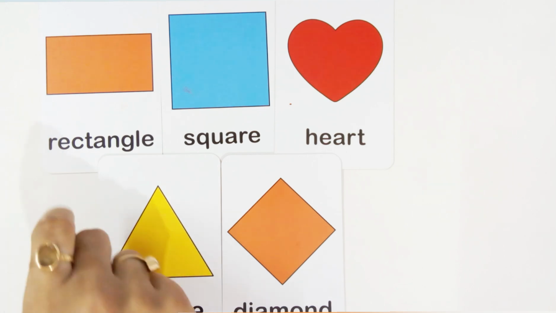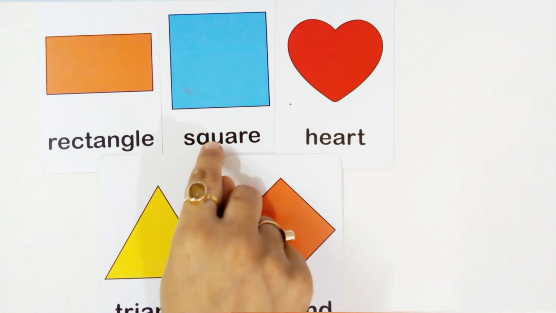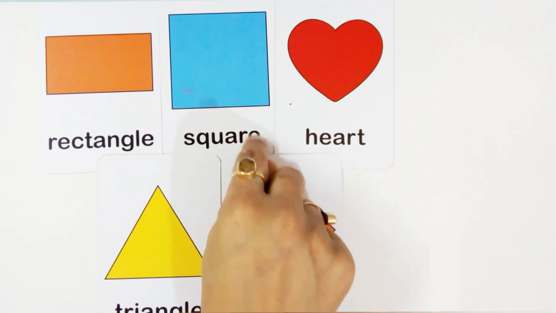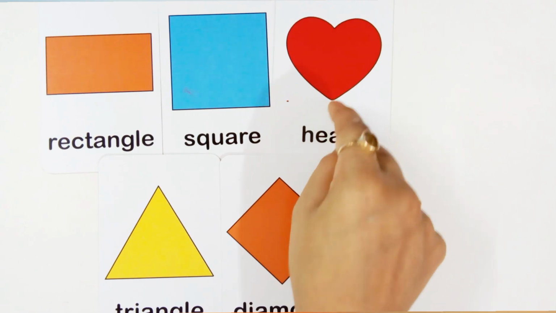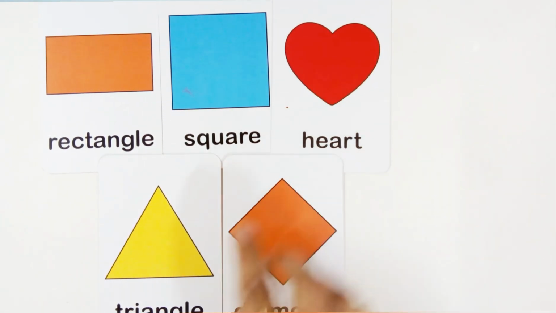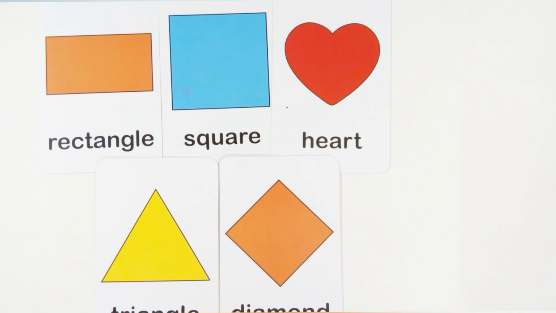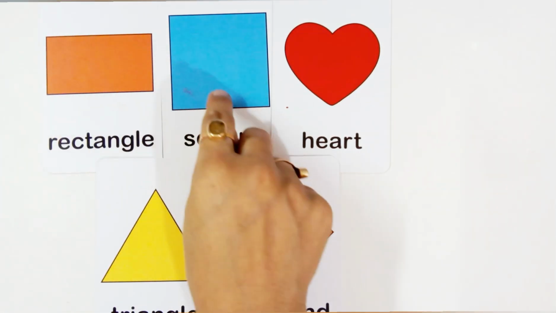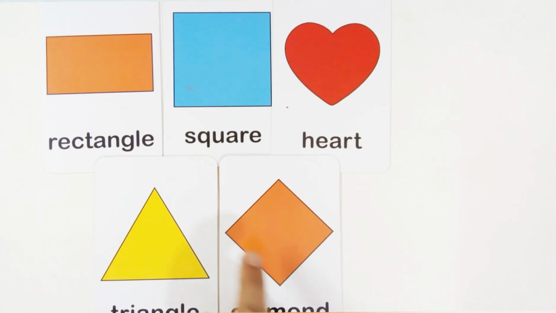So R for rectangle, R-E-C-T-A-N-G-L-E rectangle. This is rectangle shape. S for square, S-Q-U-A-R-E square. This is square shape. H for heart, H-E-A-R-T heart. This is heart shape. T for triangle, T-R-I-A-N-G-L-E triangle. This is triangle shape. D for diamond, D-I-A-M-O-N-D diamond. This is diamond shape. Orange color, blue color, red color, yellow color, orange color.